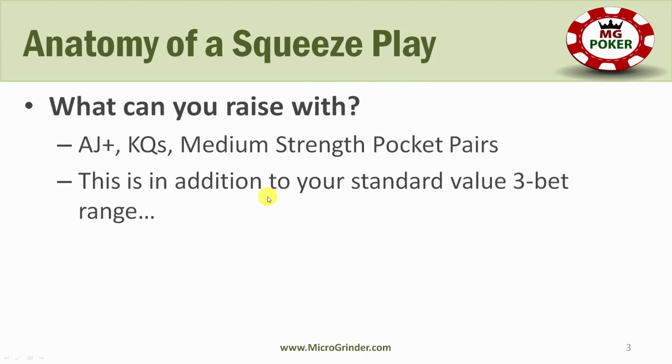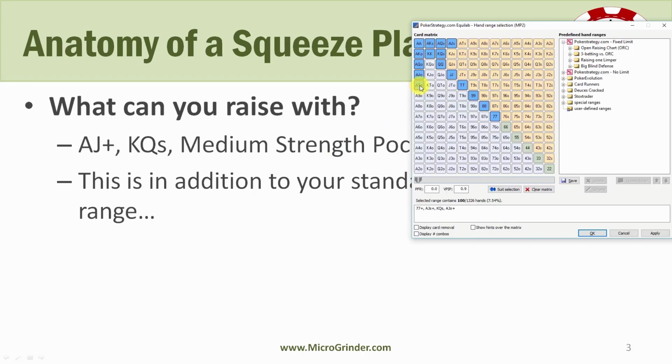So remember, this is in addition to your standard value 3-betting range, and so it's just loosening it up a bit. I mean, we're not going to go overboard. We're not going to start squeezing a super high percentage, like ace ten offsuit, king jack, something like this. Something like that's just going to get out of hand, and you're going to lose your card advantage against your opponents. You want to keep it tighter, something like this, and maybe even something like that.